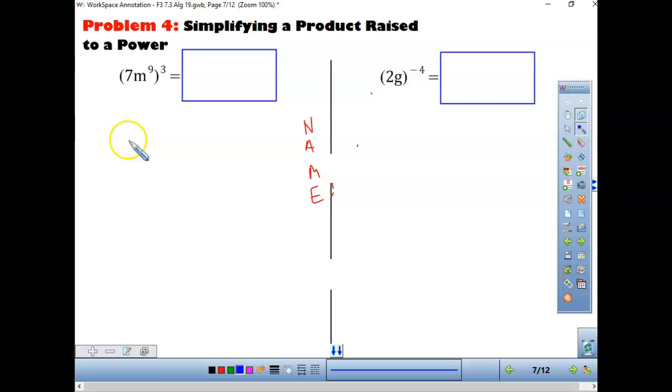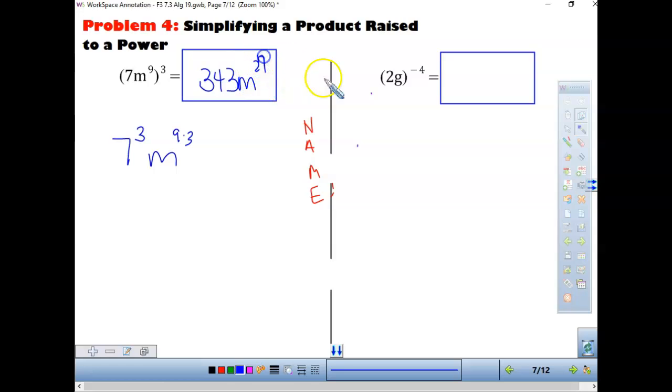I'm going to start off, and as I'm looking at this one, I'm going to take 7 to the 3rd. I'm going to take m to the 9 times 3, which gives me 27. So I have, if I'm looking at that, 343 is 7 to the 3rd. I could use my calculator, m to the 27th.